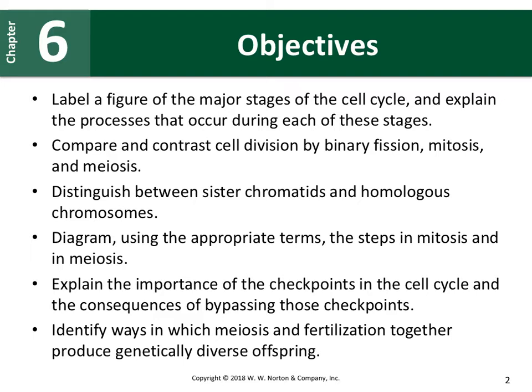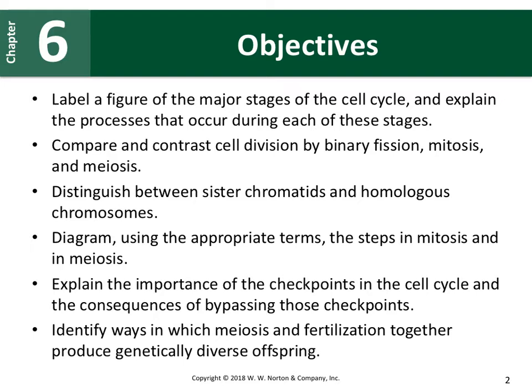Label a figure of the major stages of the cell cycle. We went over the cell cycle, including interphase, and then mitosis, and then also meiosis. Compare and contrast the cell division by binary fission, by mitosis, and by meiosis. Distinguish sister chromatids and homologous chromosomes.